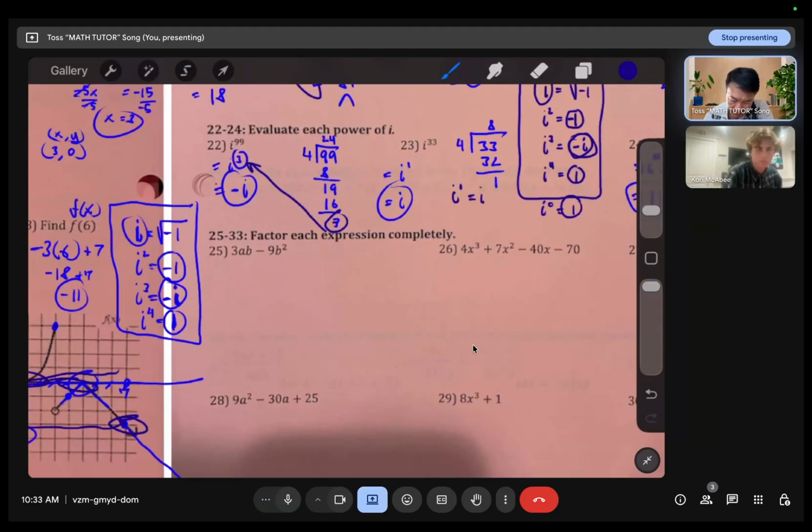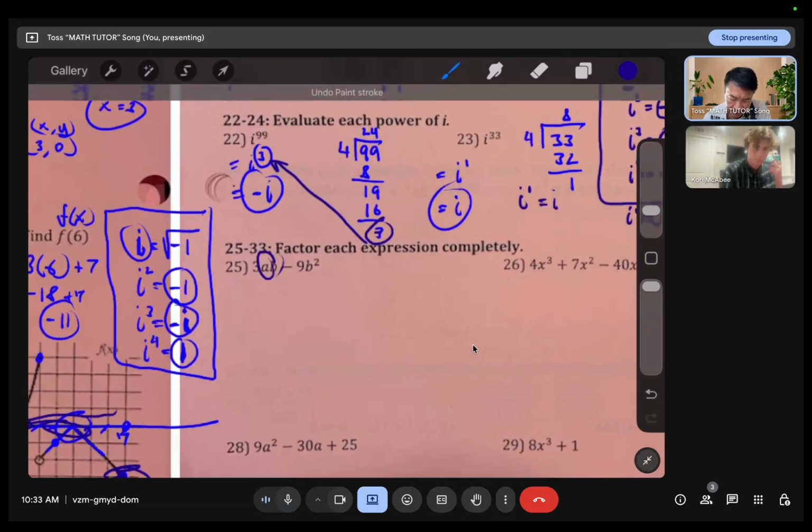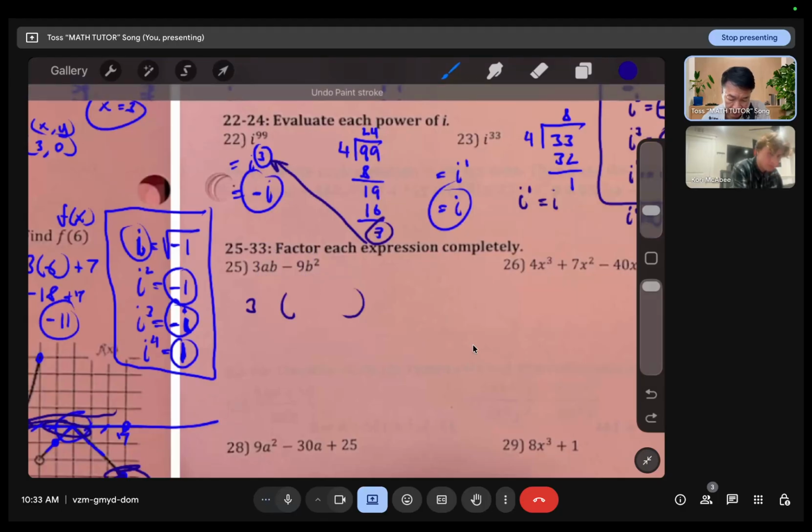Factor completely, right? You look at the number kind, 3 and 9, and then the variable kind, the a and the b. So you notice that the 3 can be factored out because of the LCD, least common multiple, but yeah, 3 can be pulled out, the number kind. And then what about a? No, because there's no a in each one. So therefore, you leave the a alone.